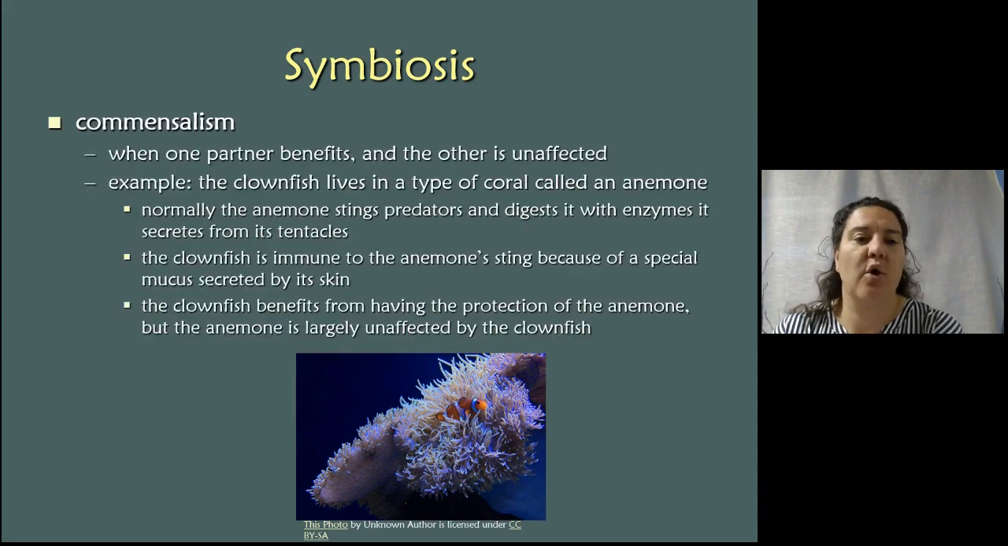In commensalism, one partner benefits and the other is unaffected. So the clownfish lives in a type of coral called an anemone. Now, the anemone typically will sting predators and then digest them with enzymes that it secretes from its tentacles. But the clownfish happens to be immune to the anemone's sting because of a special mucus secreted by its skin. So the clownfish is able to benefit from having the protection of the anemone, but the anemone is largely unaffected by the clownfish.